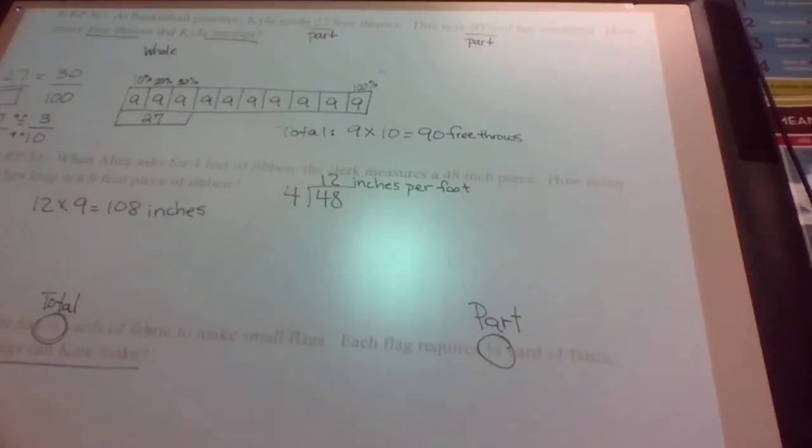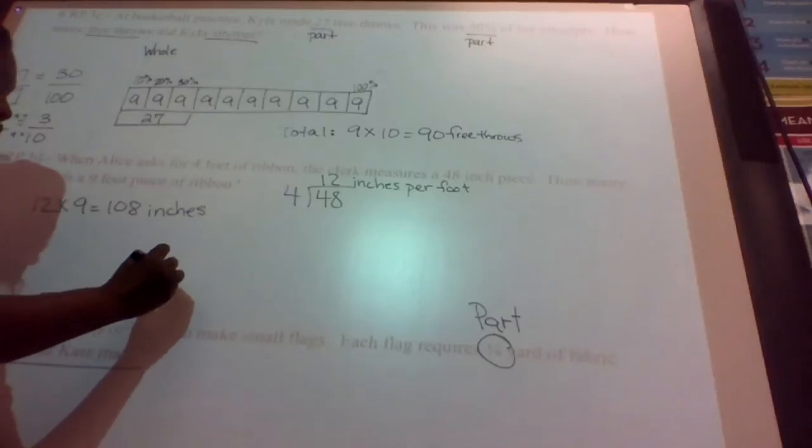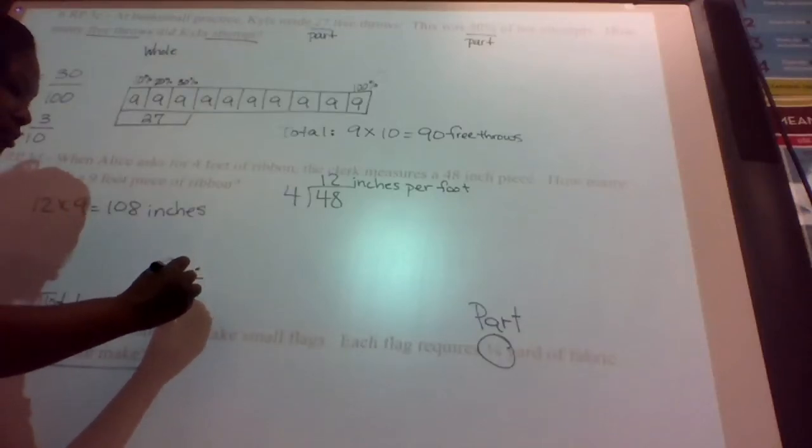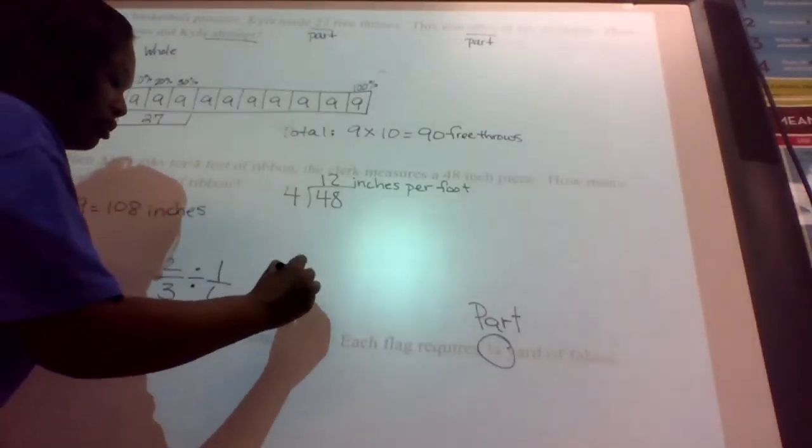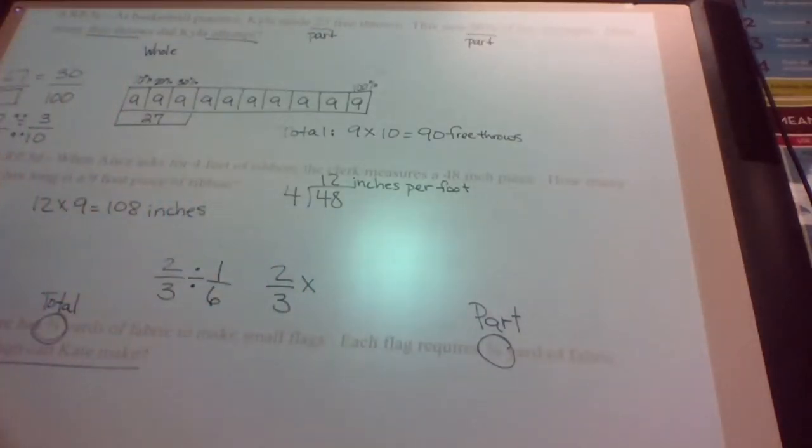So what kind of problem is that, D'Angelo? Okay, I got a total and I have a part. I'm looking for my other part. How many flags can I make? What do you think I need to do? Not quite. Not multiply. Because think about it. If I multiply, I'm gonna get a bigger number. So I don't want to multiply. I need to divide. So I'm gonna take 2/3 and I'm going to divide it by 1/6. Now, how do I divide fractions? I multiply by the reciprocal.